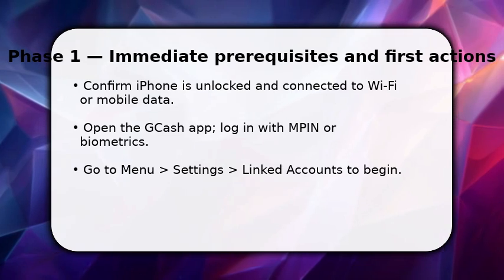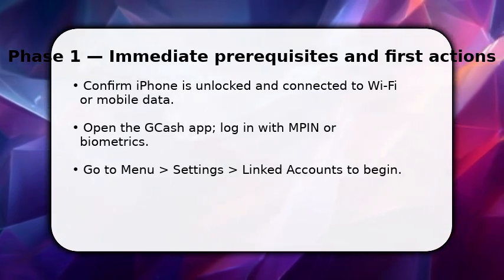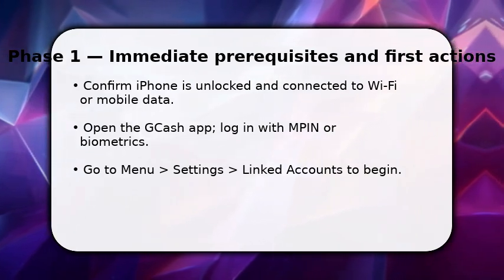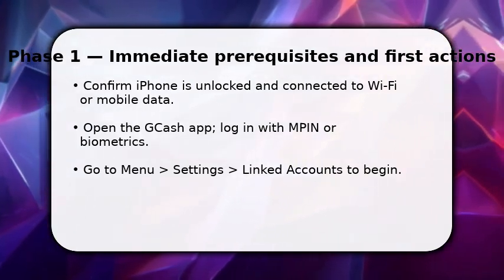You start now, unlock your iPhone and make sure Wi-Fi or mobile data is on. Open GCash and sign in with MPIN or Face ID. This ensures you can access sensitive controls.